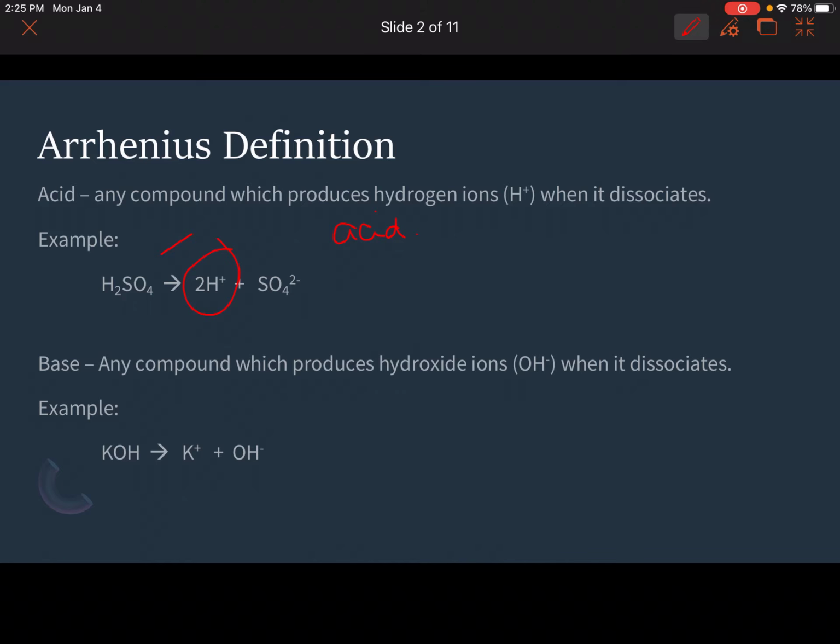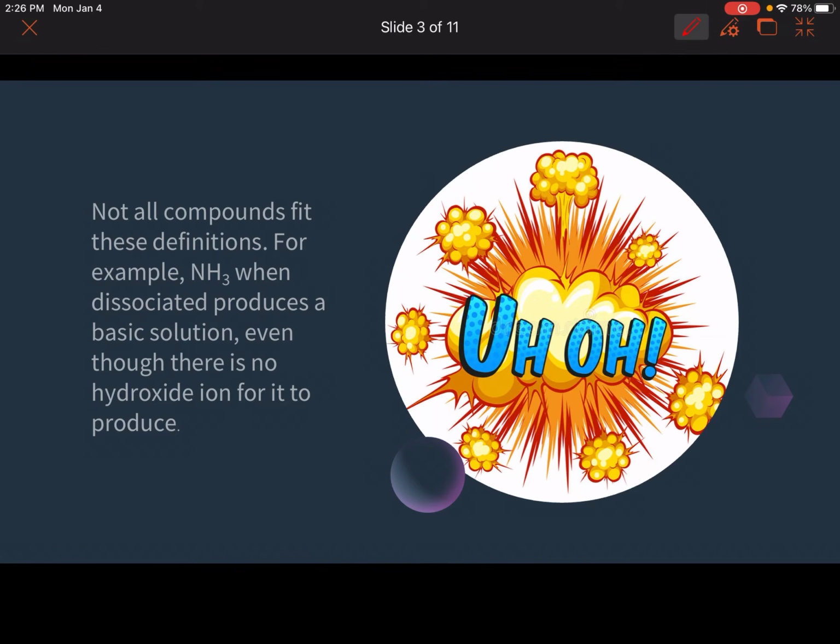Now, bases are defined by the Arrhenius definition as any compound which produces hydroxide ions. So this would be when it produces OH minus when it dissociates. We've got our potassium hydroxide here. KOH is going to break apart into K plus and OH minus. So this OH minus here is what makes it a base. Okay, so these are the Arrhenius definitions of acids and bases, and this is kind of what we've, up until this point, known our acids and bases to be. Now, not all compounds fit these definitions, so we need another definition, basically.